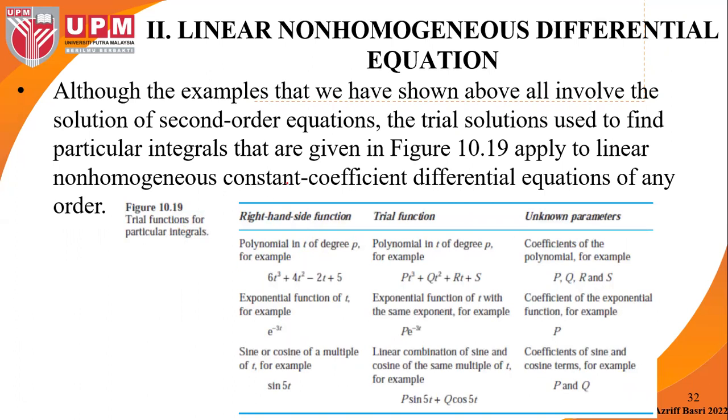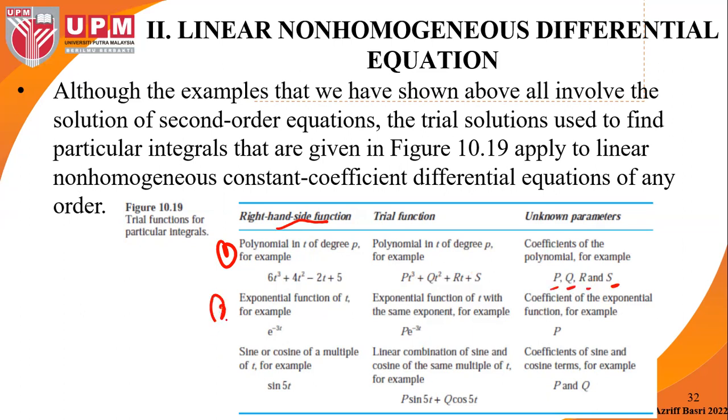For example, your right hand side functions. The first one: if the right side function is a polynomial of t of degree p, for example 6t squared plus 4t plus something like that, you need to use the trial function p t squared plus q t plus r, where the coefficients are p, q, r, and s.